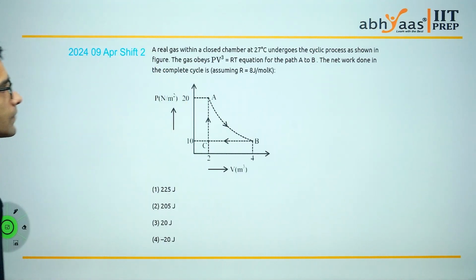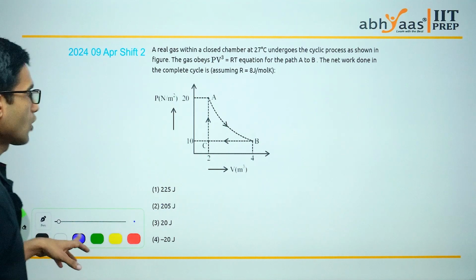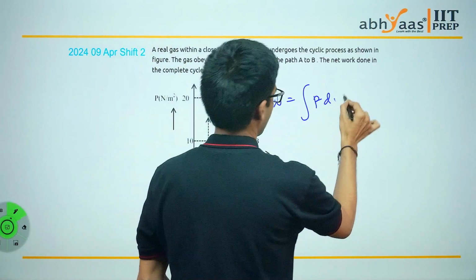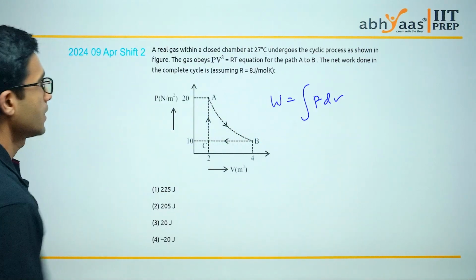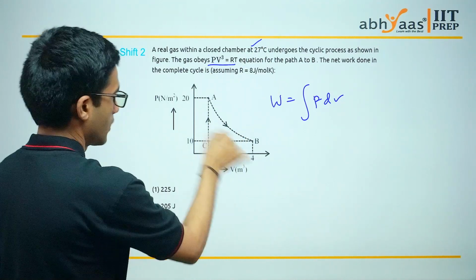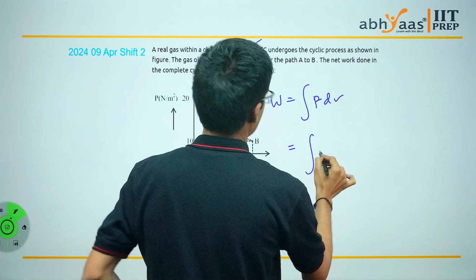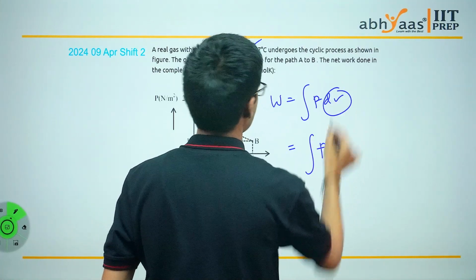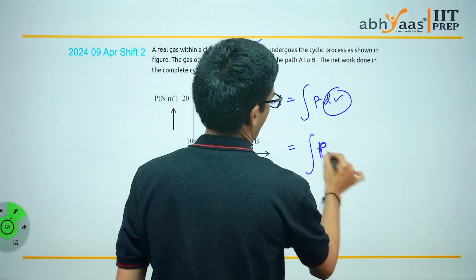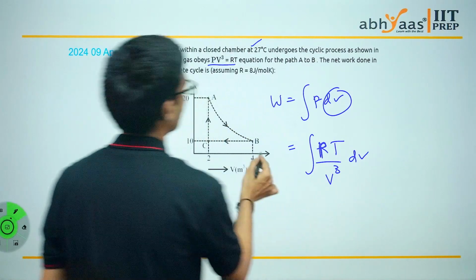Next question: he wants the net work done in this process, work A to B. The general formula for work done is integral P dV. The temperature is 27, so PV cube equals RT for this process. Then in place of P we write RT by V cube dV, integrating from A to B.